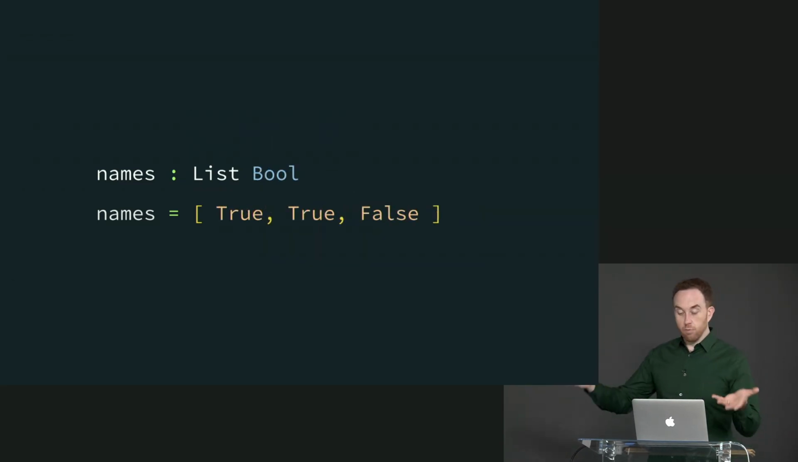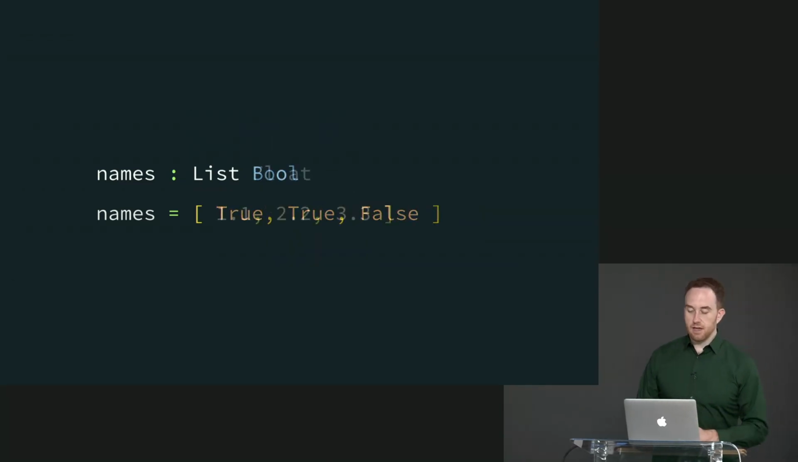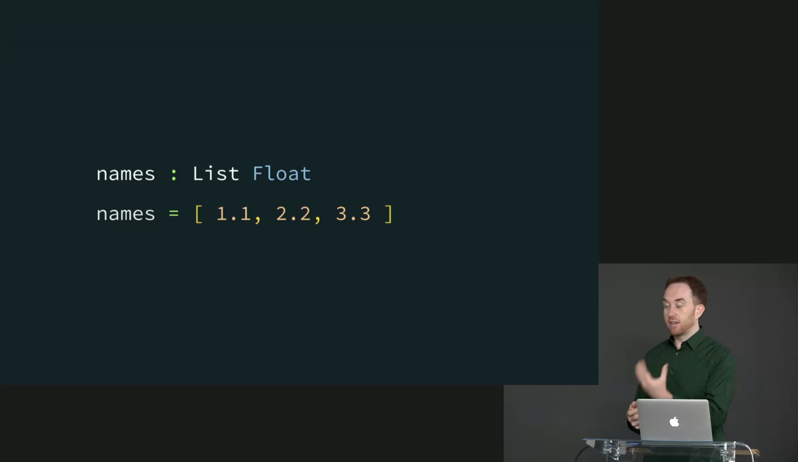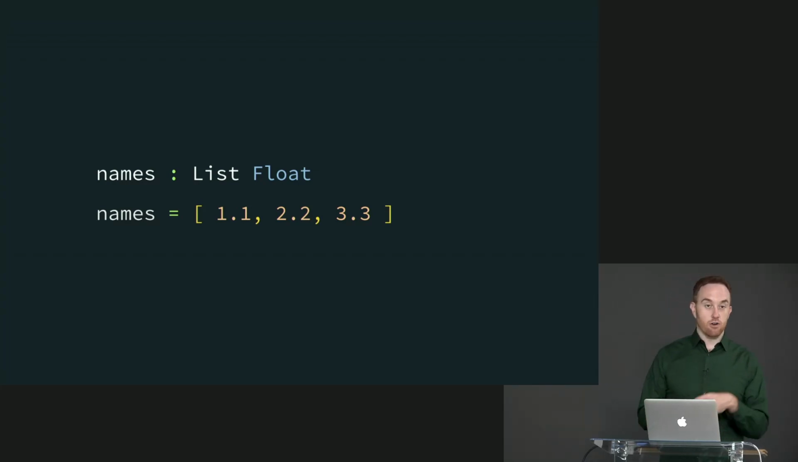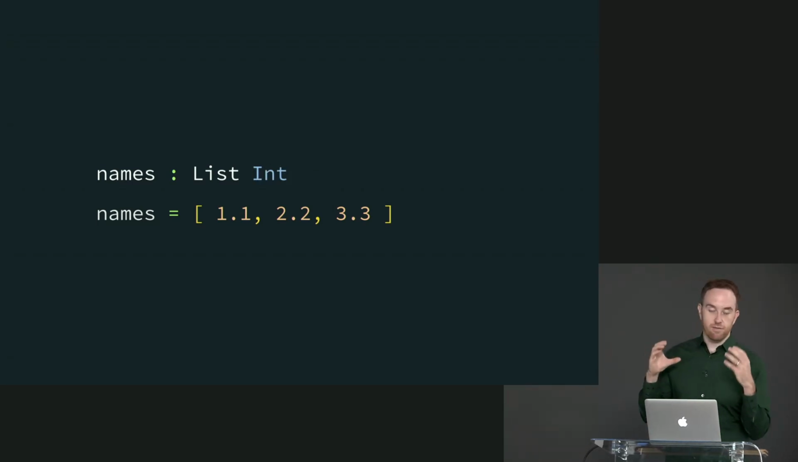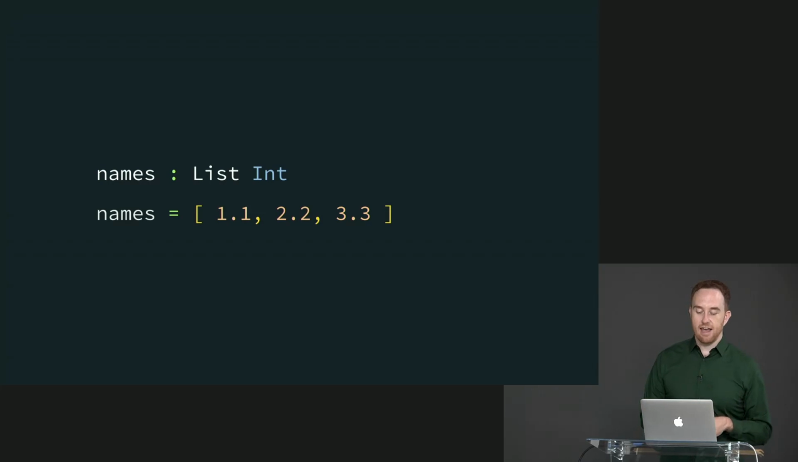You can also have a list of bools. That's totally valid. Or a list of floats, also totally valid. But just like when I have to add an accurate annotation to any of my primitives that are not parameterized types, I also have to be accurate with not just the parameterized type in general, but also its type parameter has to be accurate. So if I change this from list float to list int, but it's still actually holding on to floats, that is to say numbers that have a decimal point in them and are not integers, I will get a compile error.